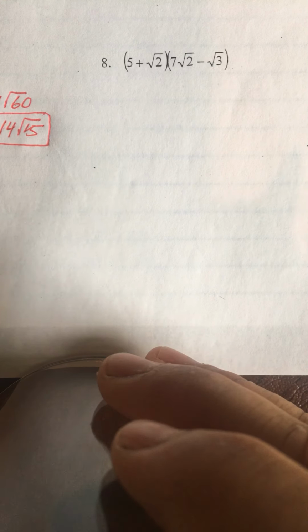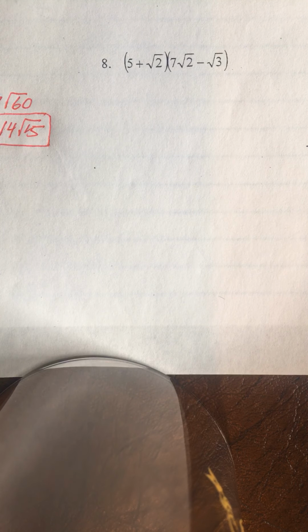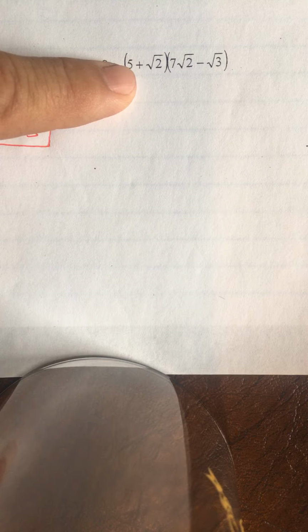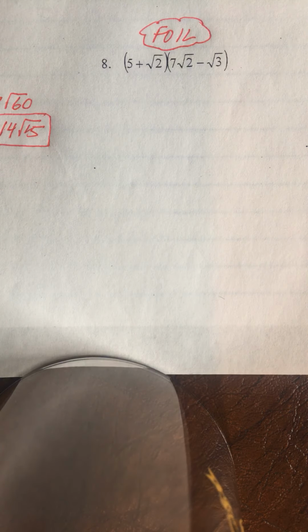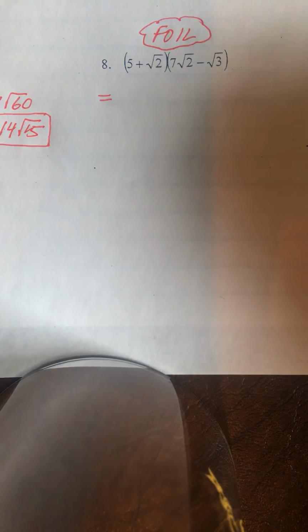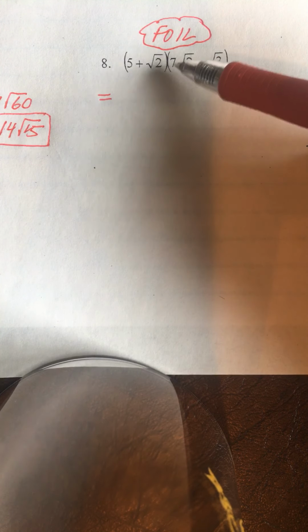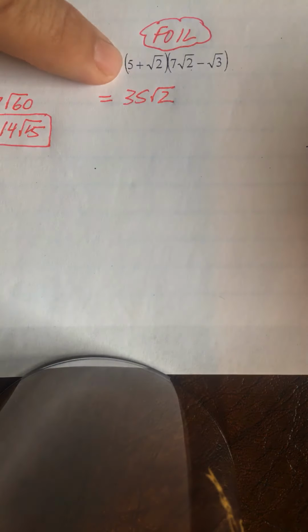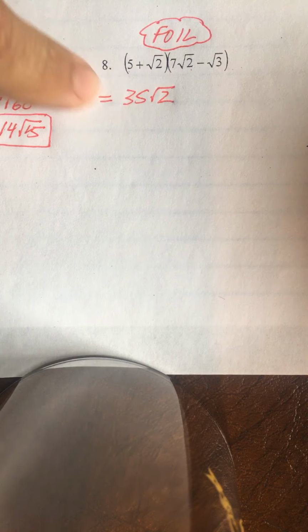All right, so these are just going through some really good stuff. Hopefully here you notice we have a binomial times a binomial, so we're going to use FOIL here. Okay, I've got my first two, 5 times 7 root 2. So 5 is just a number, it's a coefficient, so I multiply the 5 and the 7. So I get 35 root 2. There's no radical there, so we just bring the root 2 along with it.